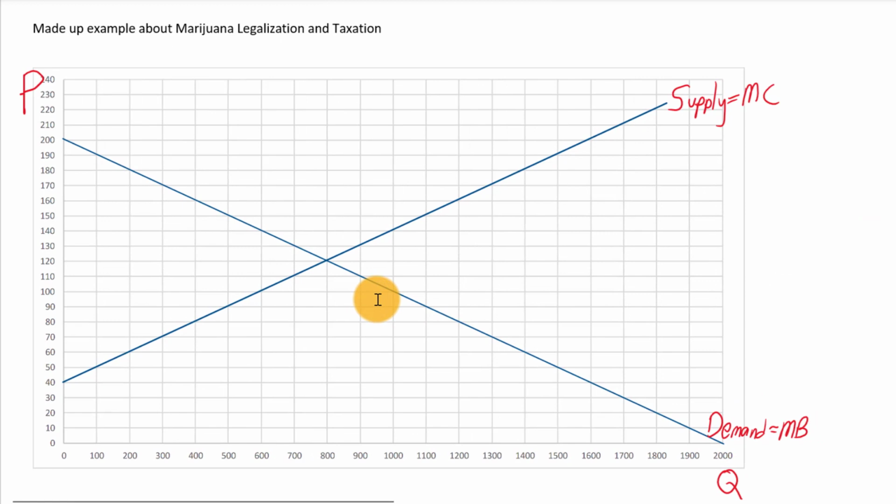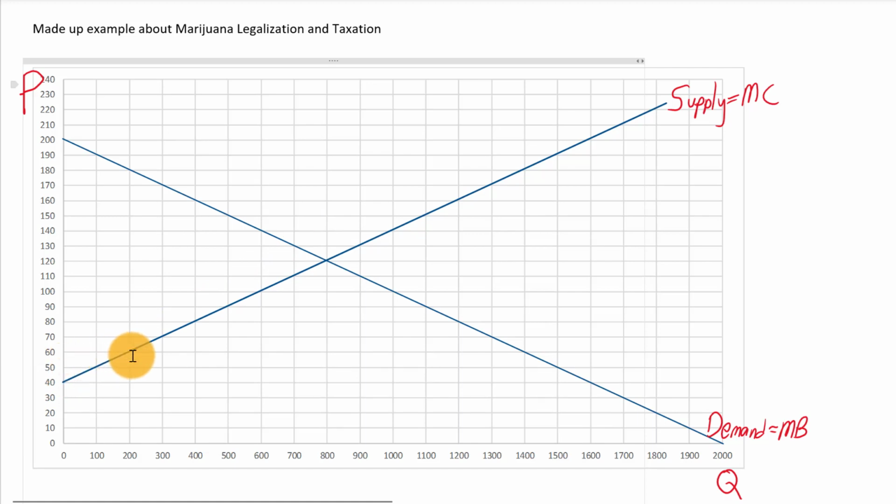So here I have a demand and supply curve, and the supply curve has a y-intercept of 40, and it has a slope of 0.1. So that means that each time we go over 100, we go up 10, so the slope is positive 0.1. And this demand curve has a y-intercept of 200 and a slope of minus 0.1. So every time we go over 100, we go down 10. So that ratio of rise over run is 0.1.